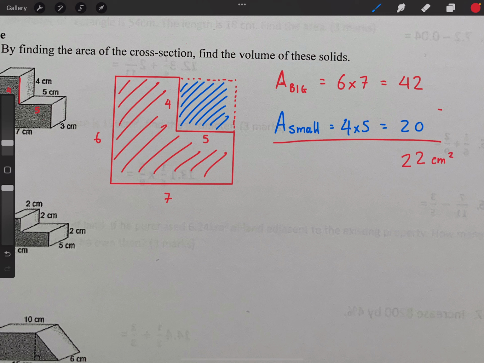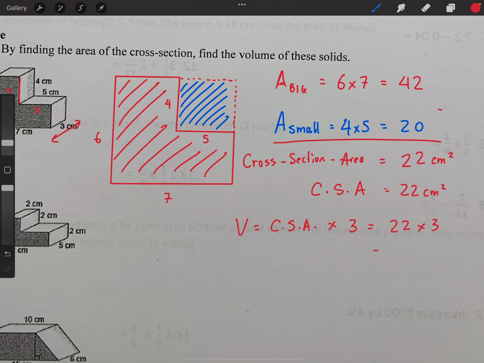So this is called the cross-section area, or I just call it CSA. That's equal to 22 centimeters squared. Now to find the volume is basically the cross-section area times how long we're stacking it, or how high we're stacking it. In this case, we're stacking it 3 centimeters long, so times it by 3. So that equals 22 times 3, which equals 66 centimeters cubed. And that's the volume. That's the first one.